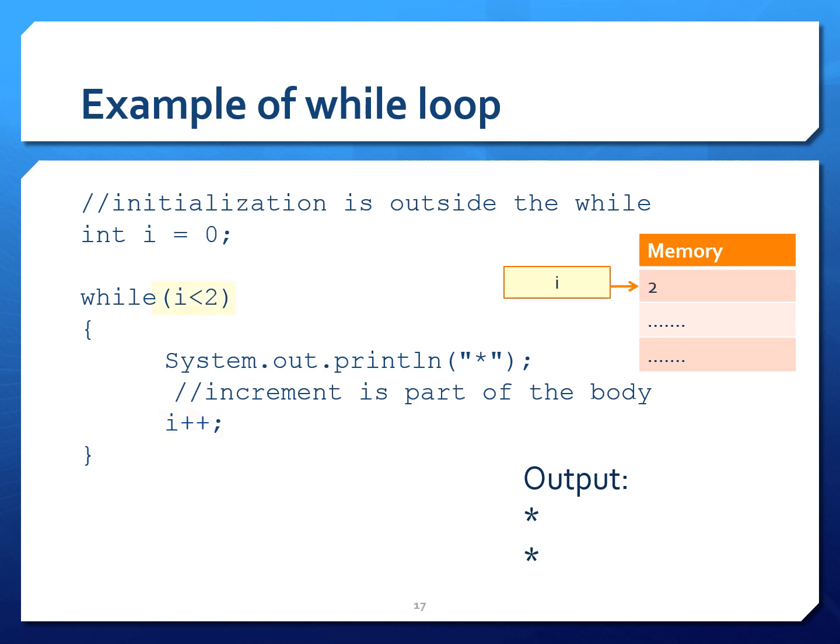It moves back to the guard condition again to check if the guard condition is still true. The guard condition, 2 less than 2, is false. It exits the while loop.